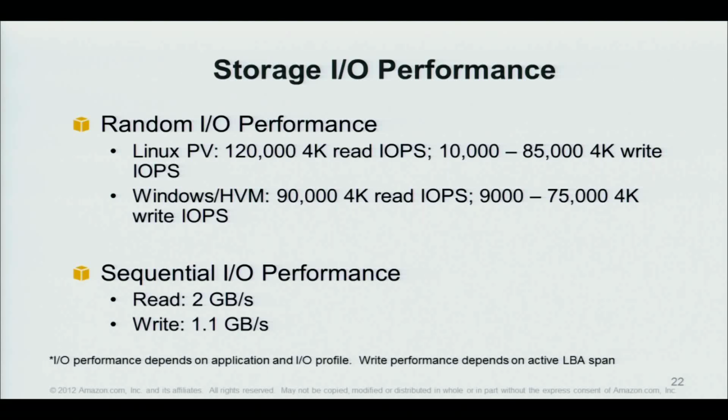For Windows and HVM AMIs, then those numbers are a little lower, but still close to 100,000 for your reads. You get very good sequential I/O performance out of these instances as well. For reads, you should be doing 2 gigabytes a second, and for writes, over a gigabyte a second as well.